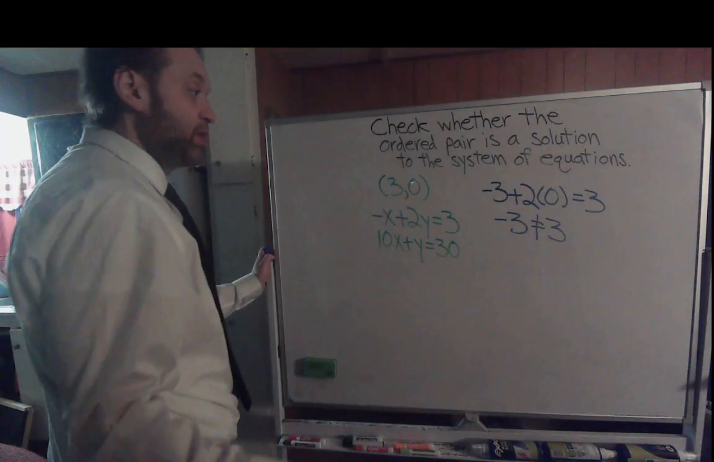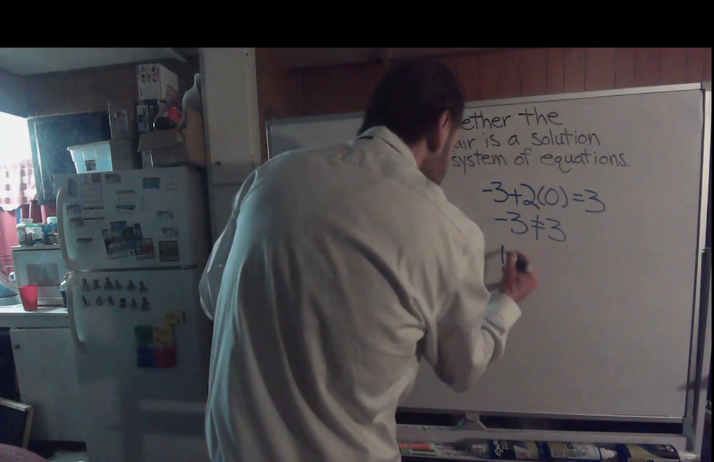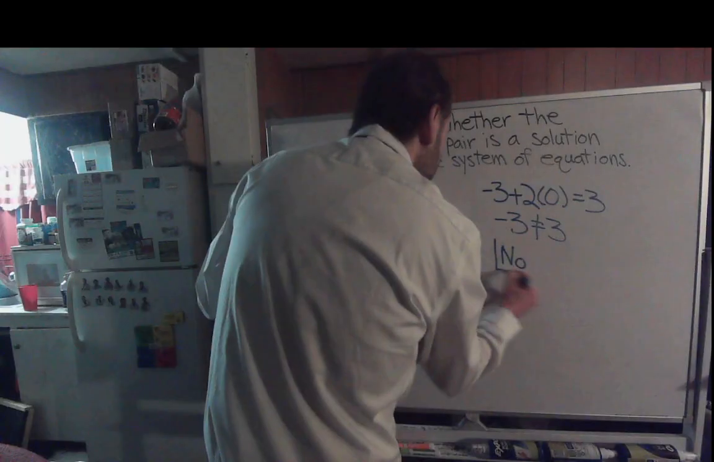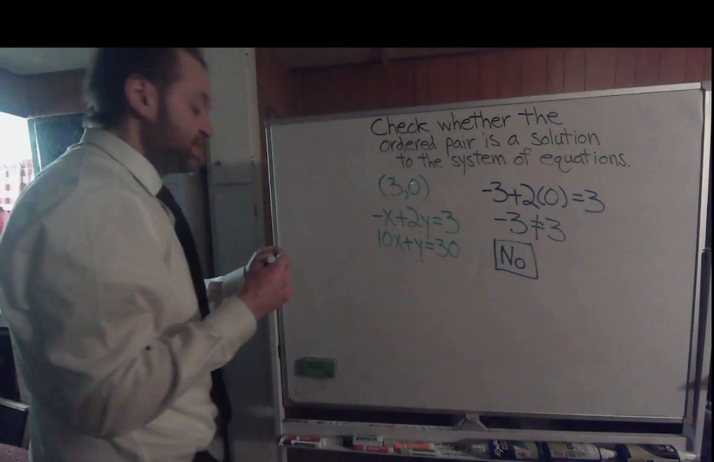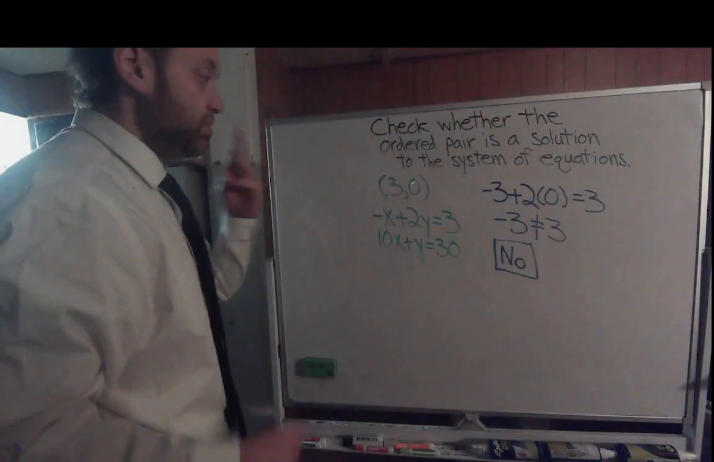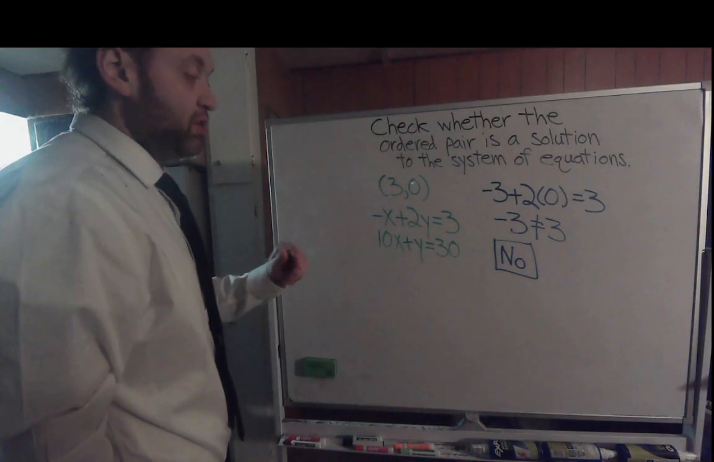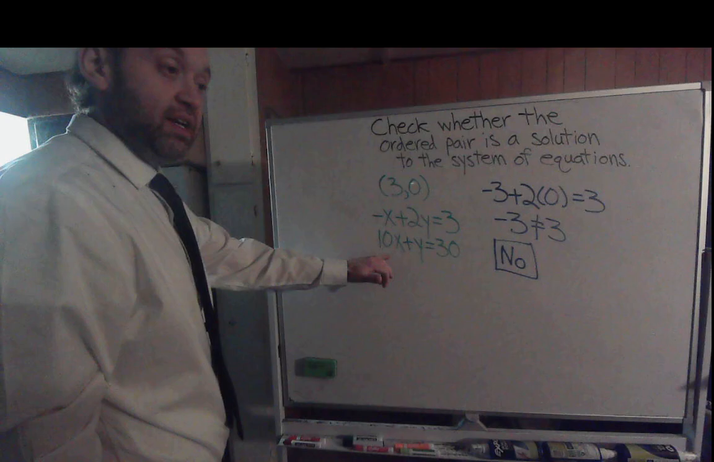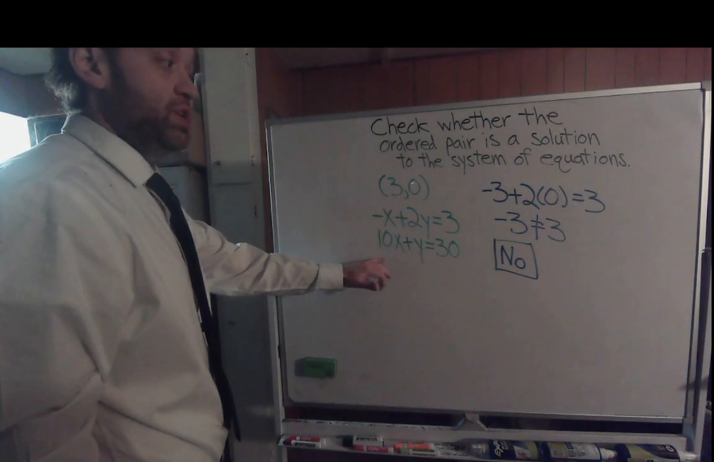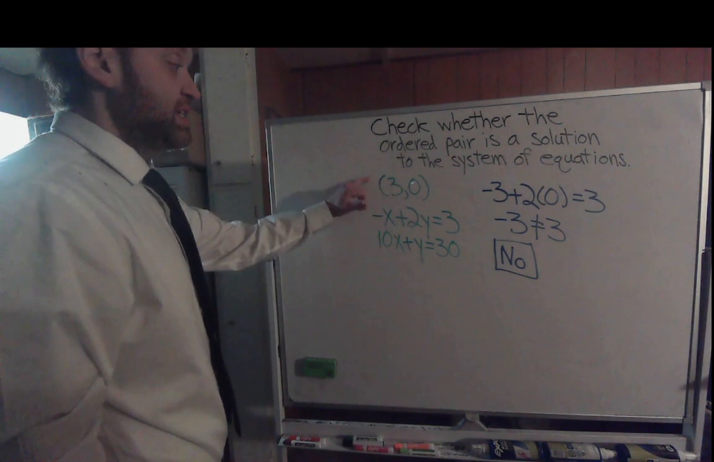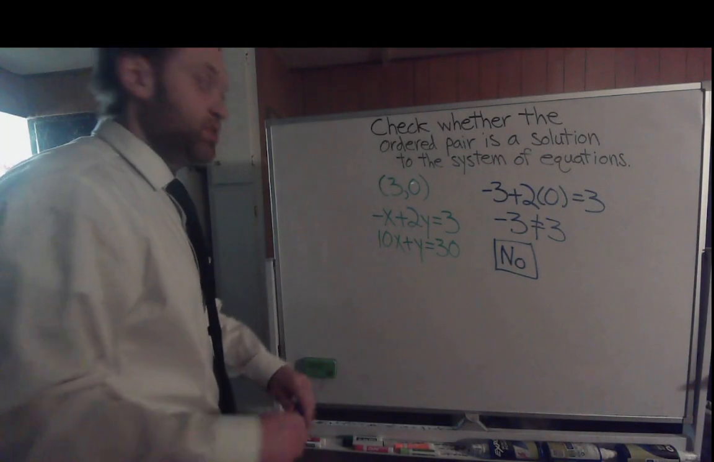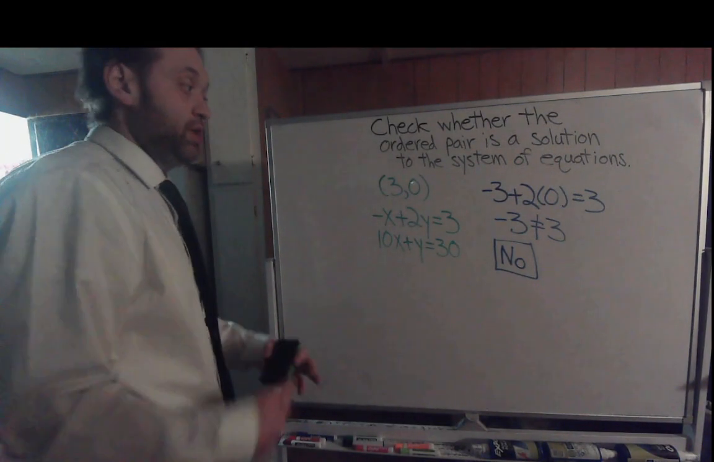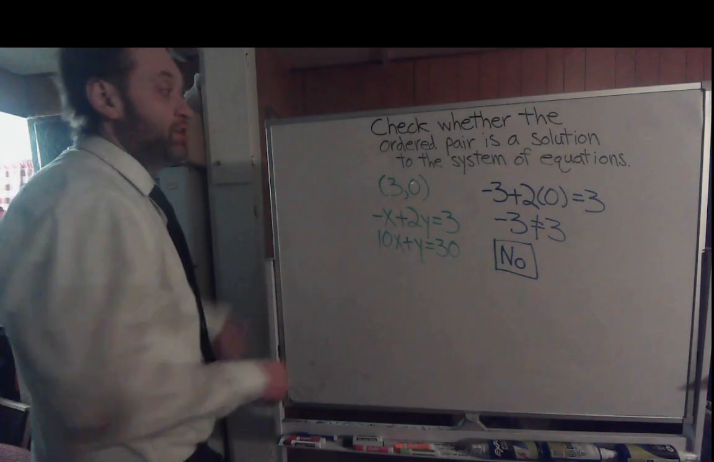We can stop right there. We have a false statement. So no, this is not a solution to this system. Interestingly enough, though, if you put in (3, 0) for the second equation, it would be a solution. But it has to be true in both equations in order for it to be a solution. That's how you're going to test it.